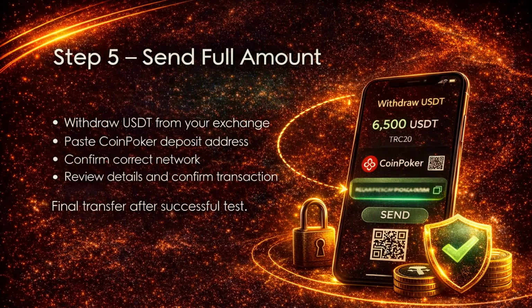Once your test transaction has arrived successfully, you can send the full amount. Go back to your exchange and choose withdraw USDT. Paste the CoinPoker deposit address you copied earlier. Confirm that the networks match exactly. Then review all details carefully and confirm the transaction. Since you already tested the transfer, this final step should work smoothly.